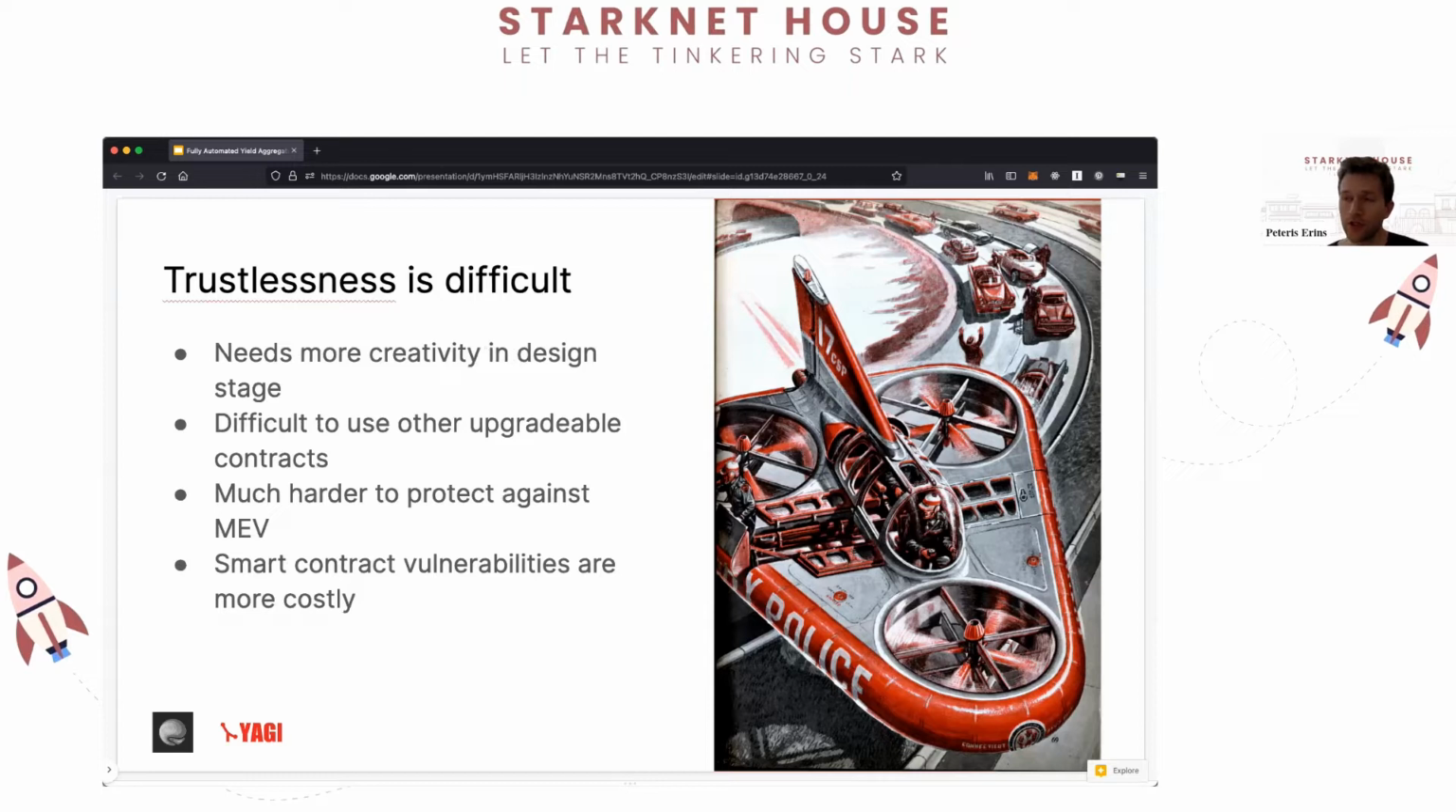It is challenging though to build trustless protocols, and I'm sure you'll be more convinced about that as we go on through this one use case. It does need a bit more creativity in the design stage of the protocol, right? Often where you would stop and say, hey, we'll just manage this ourselves, you have to go a step further and say, no, how do we make this step trustless? Second, it's difficult to use certain contracts, namely upgradable contracts, right? They're not trustless by definition. If there's a certain person that's authorized to upgrade a contract, or a certain multi-sig, it sometimes means that you have fewer contracts to work with and fewer integrations to make.